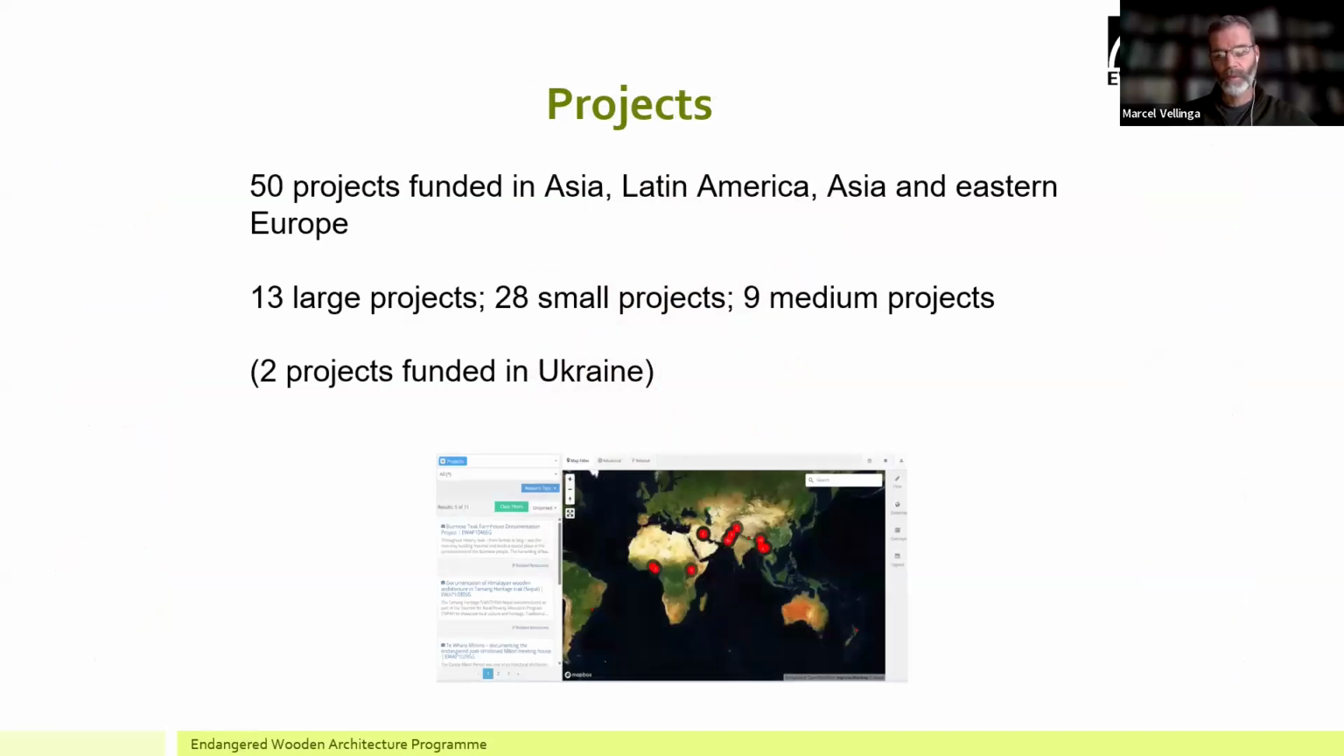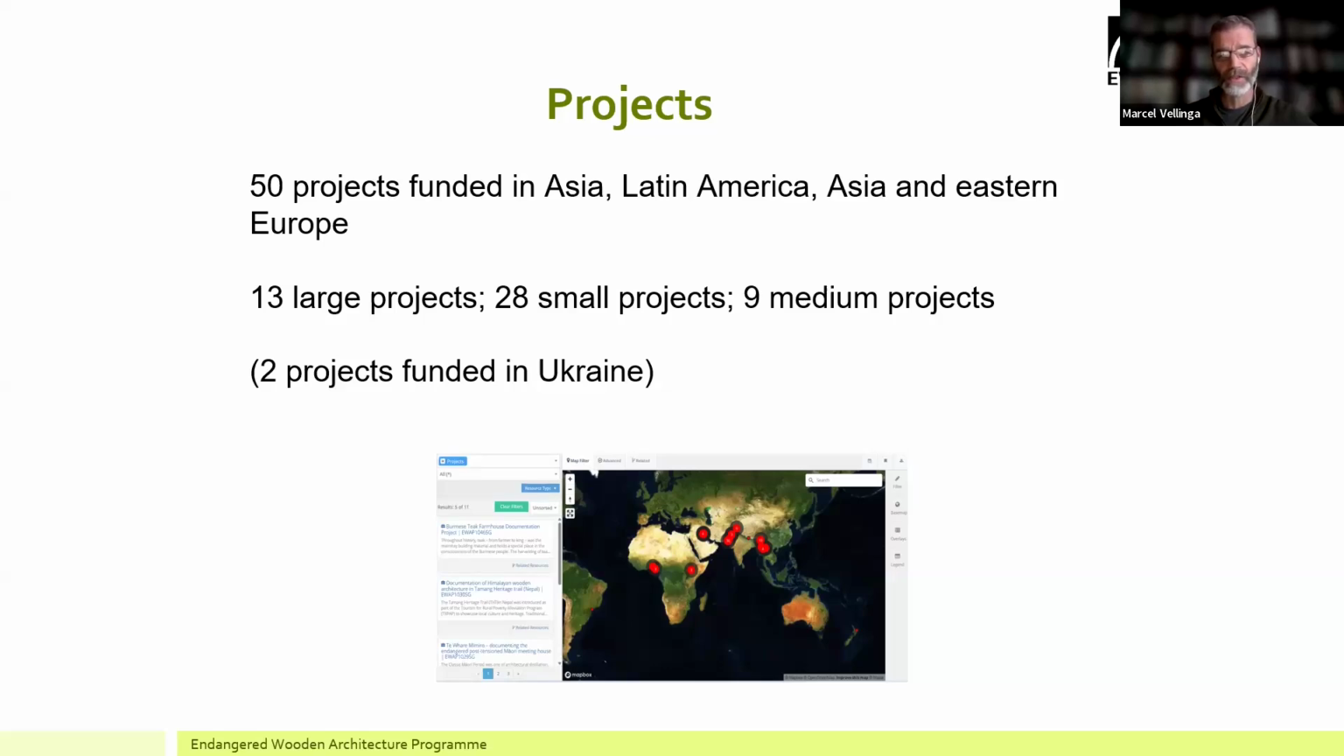So since 2021, we've had 3 grant rounds, and throughout these rounds, we managed to fund 50 projects from around the world, mainly, I should say, in Asia, particularly South Asia and Southeast Asia, but also in Latin America, Brazil, Chile, and in Africa. Sorry, it says Asia on the screen, but it should say Africa. We've got some projects in Western Africa, as well as in Kenya. And then we have some projects in Eastern Europe as well.